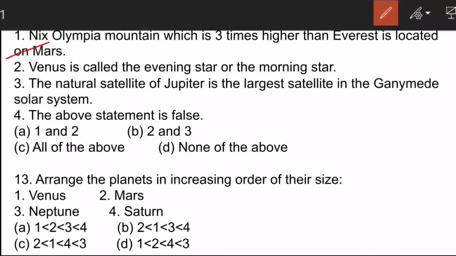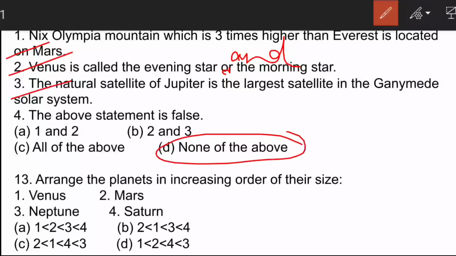Venus is called the evening star or the morning star. It is called the morning star and the evening star. Ganymede, a natural satellite of Jupiter, is the largest satellite in the solar system. This is true. So here none of the above will be the correct answer because all 3 statements are correct.